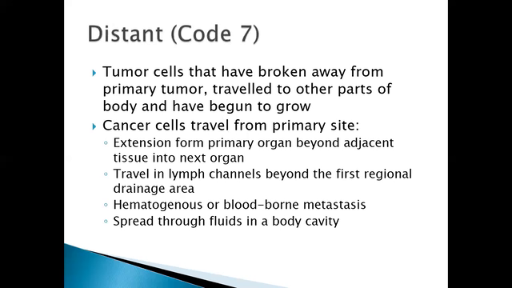The cancer can travel in lymph node channels beyond the first regional drainage area. Tumor cells can be filtered and then trapped and begin to grow in any lymph node throughout the whole body. Okay, so it can be in the regional lymph nodes, but then it can also, if it continues to travel throughout the rest of the lymphatic system, it can start to grow in distant lymph nodes as well.